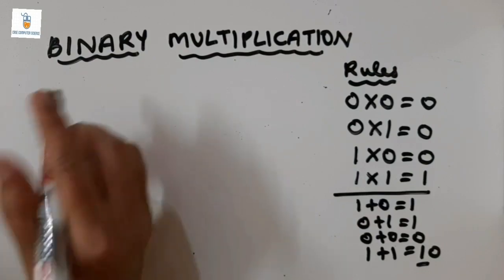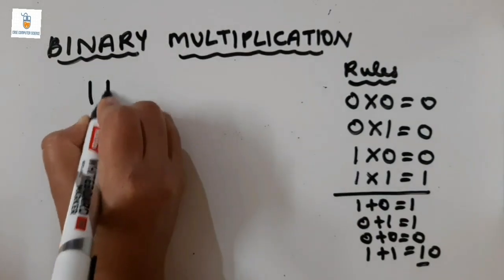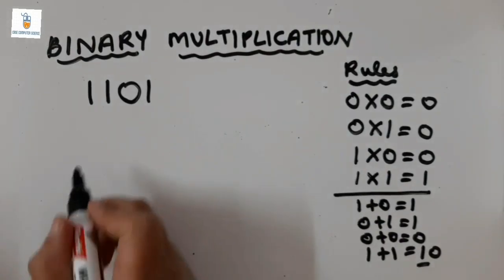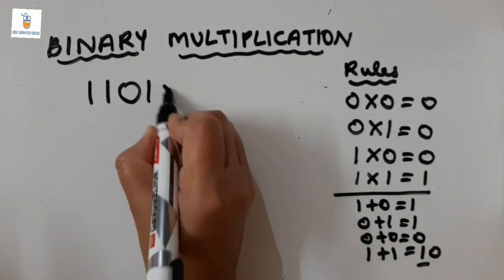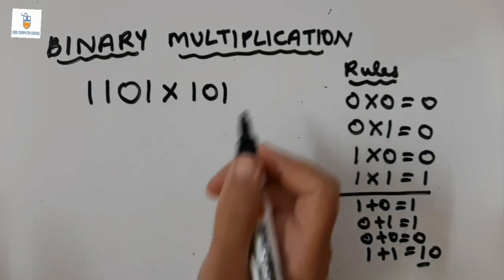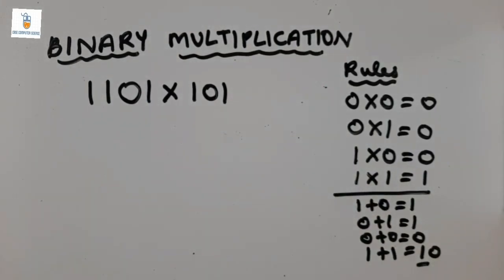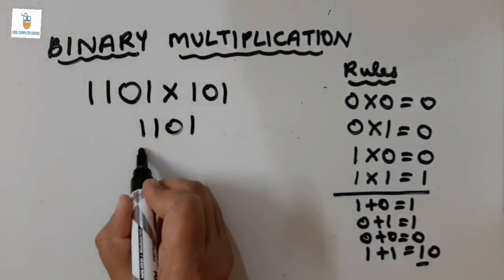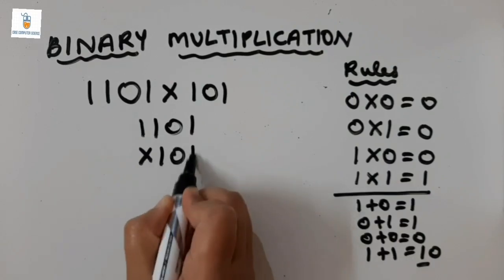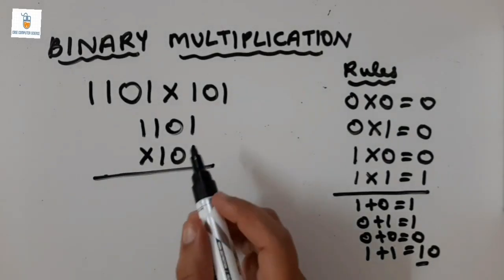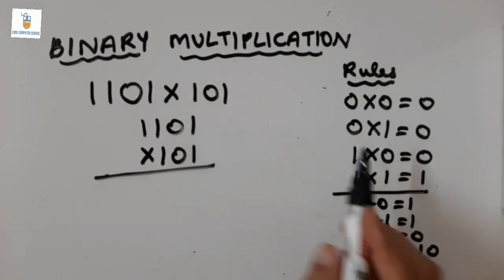So now let's start binary multiplication with one example. Say I want to multiply 1101 by 101. So first we will write both the numbers one below the other, the bigger number being at the top and the smaller one we prefer to write at the bottom, as we do in decimal multiplication.